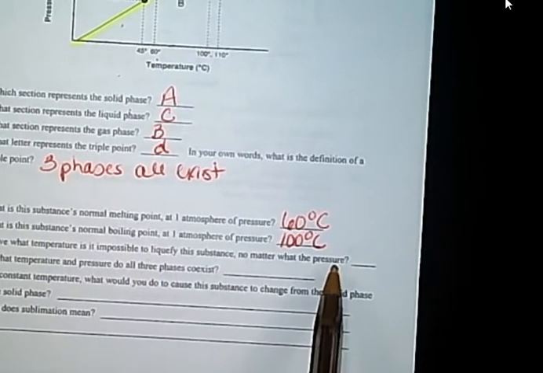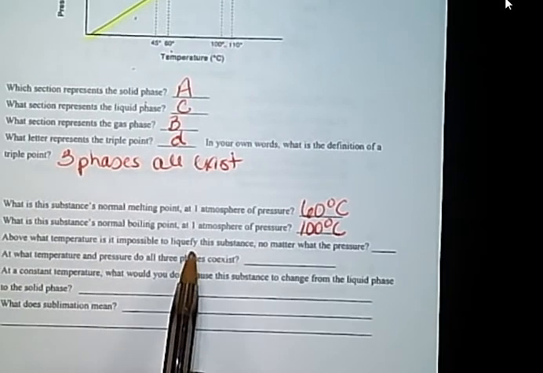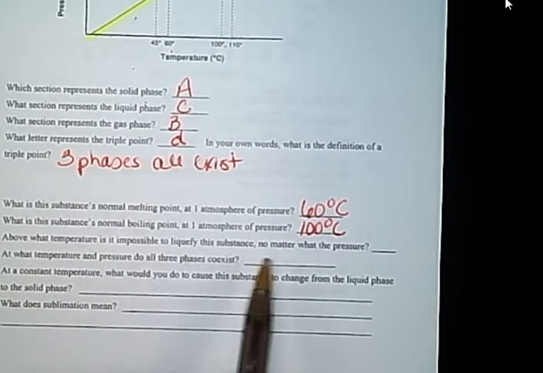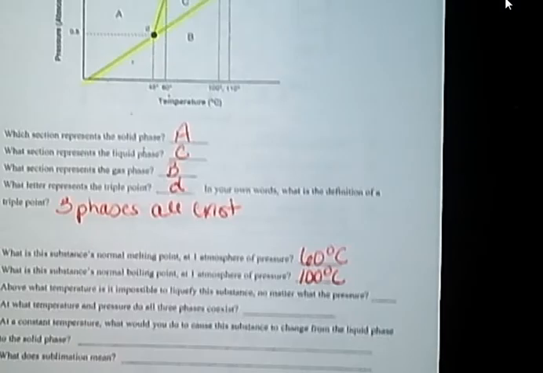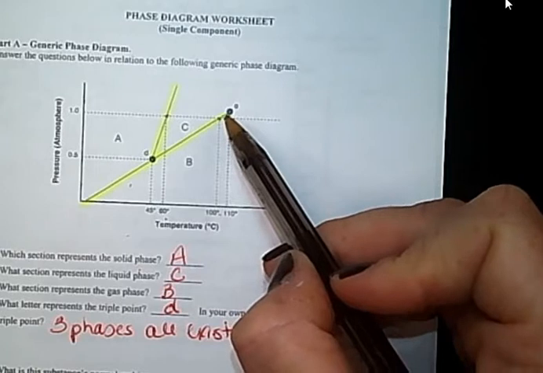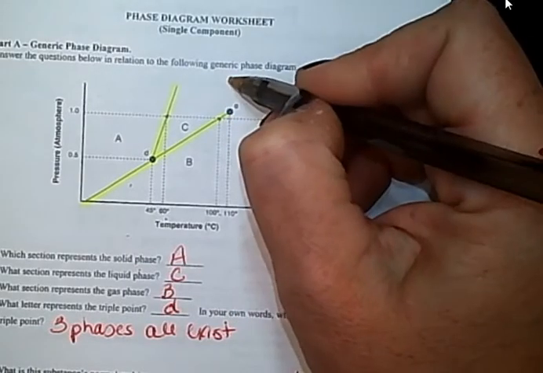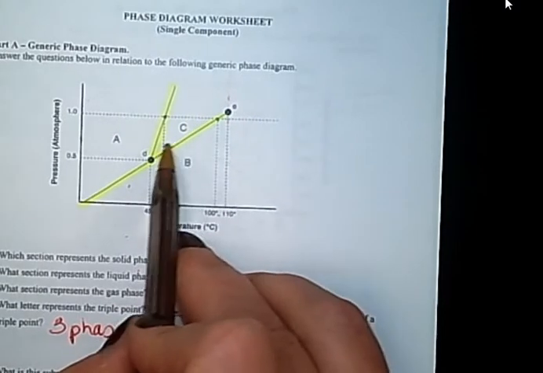Now this one says, above what temperature is it impossible to liquefy the substance no matter what the pressure? So impossible to liquefy means you cannot put this into a liquid. So this is really telling me when it becomes a supercritical fluid. So if I look up here, this is my critical point. So I want to know at what temperature, if I go past this point right here, it cannot go back into here because the temperature is too high.